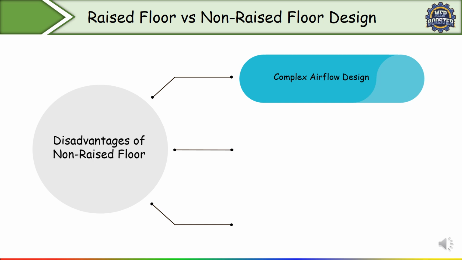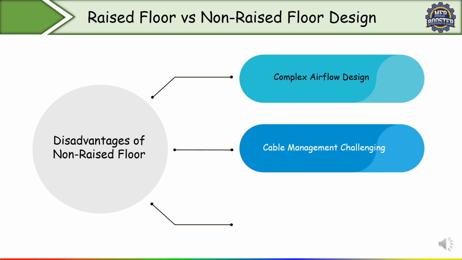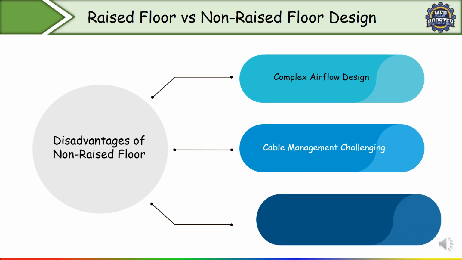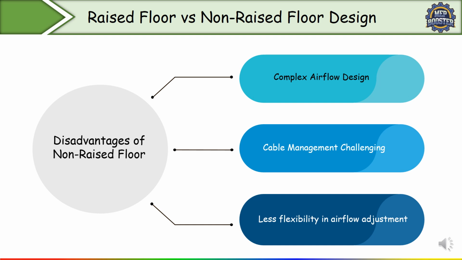It even needs proper duct design or containment, hot aisle or cold aisle. Risk of mixing hot and cold air. Okay, that is why airflow design is complex here. Next, cable management is challenging. It means the cables are not hidden under the floor, so routing becomes tricky. This is another disadvantage. The next, it has less flexibility in airflow adjustment. It means changing airflow is not as easy as moving tiles like in a raised floor. Okay, so these are some disadvantages.